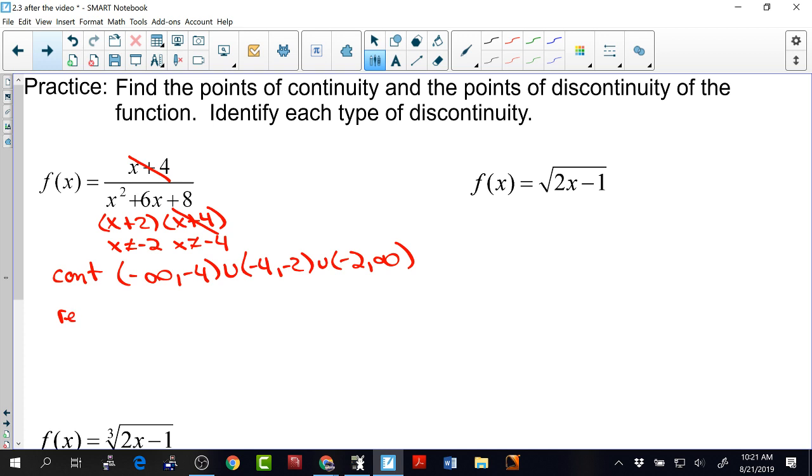There is removable at x equals -4 and infinite at x equals -2.